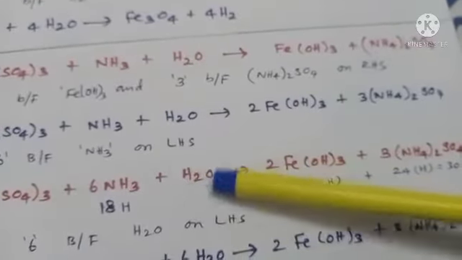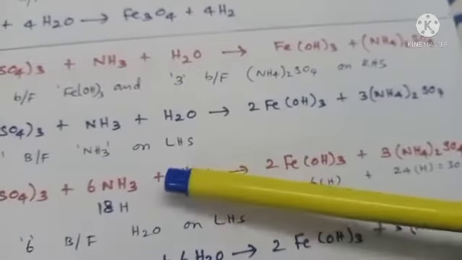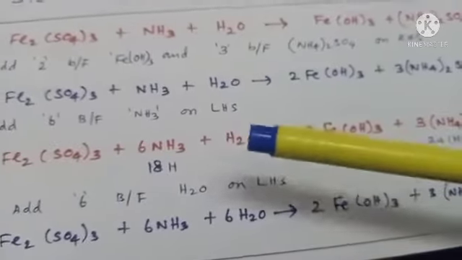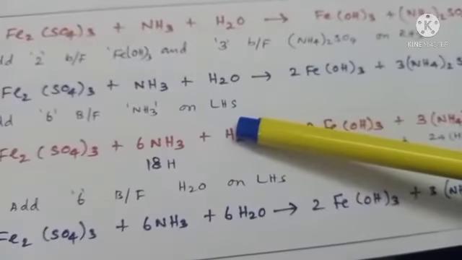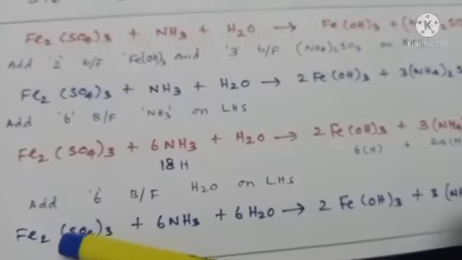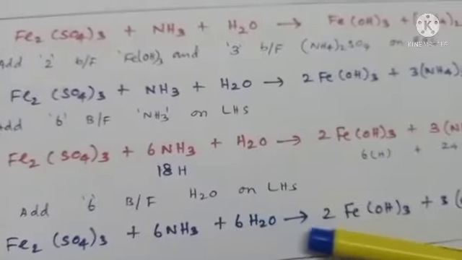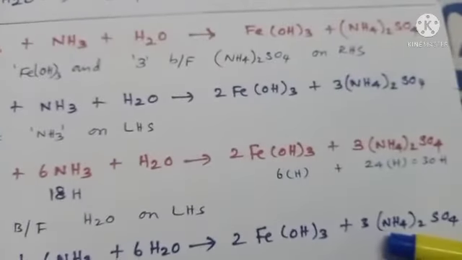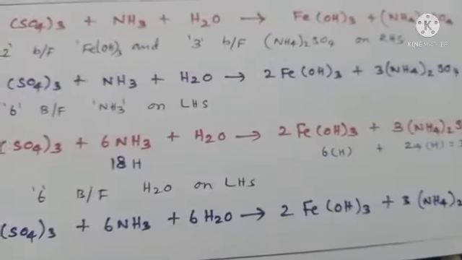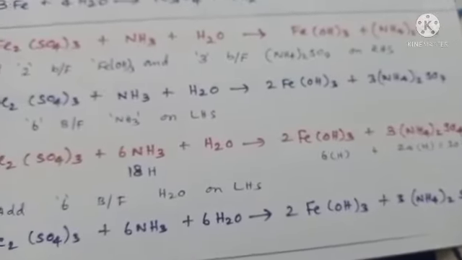When you make this hydrogen number 12, 18 plus 12 will become 30, isn't it? So I introduce 6 before H2O on the left hand side to make this 12 hydrogens, to balance hydrogen equally on either side. Finally the equation becomes Fe2(SO4)3 plus 6 NH3 plus 6 H2O gives 2 Fe(OH)3 plus 3 (NH4)2SO4. This is a complete balanced equation of the reaction between ferric sulfate and aqueous ammonia.